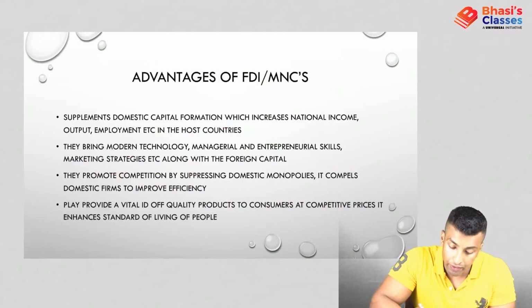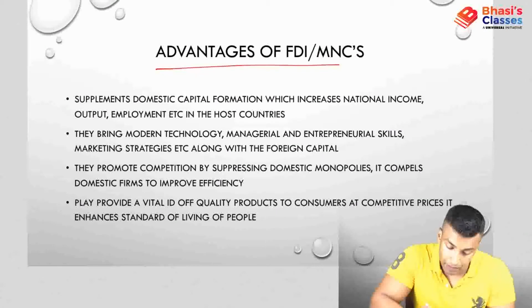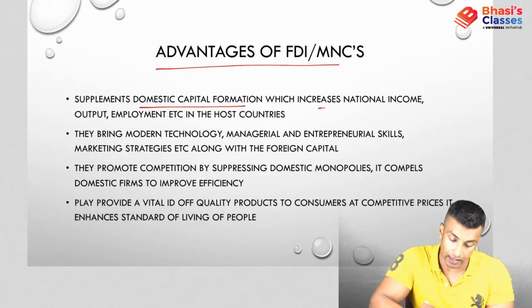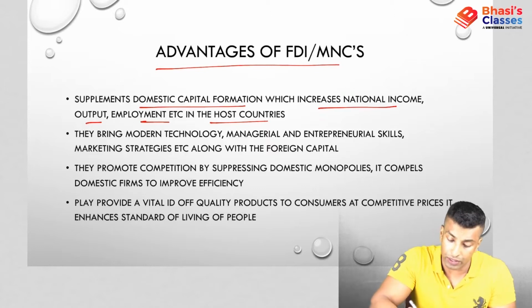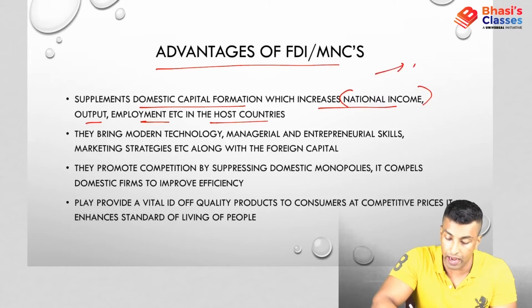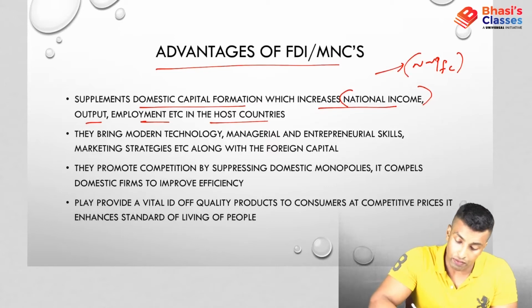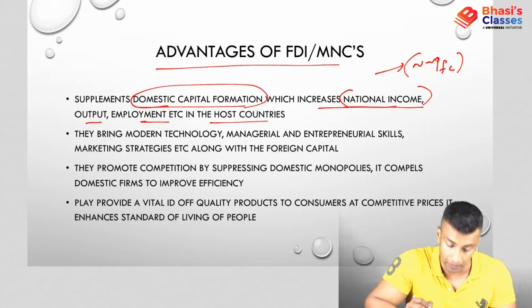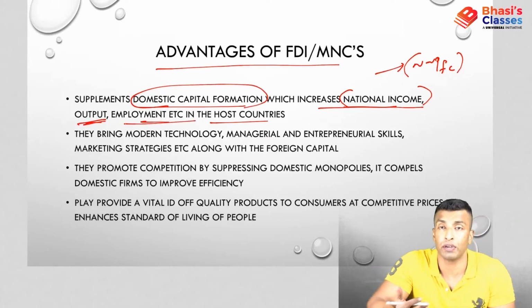Now let's quickly look into the advantages of FDI or MNCs. So you can see here, it supplements domestic capital formation, which increases national income, output, employment, etc. in the host countries. So the capital formation, that means infrastructure development, all this will be there. So that actually contributes towards increase in national income. National income we have discussed in the previous chapter. NNP at factor cost is national income, net national product. So that will be improved if there is better capital formation or infrastructure development. Output will be more, employment generation will be more, and the host country will get a lot of advantage.